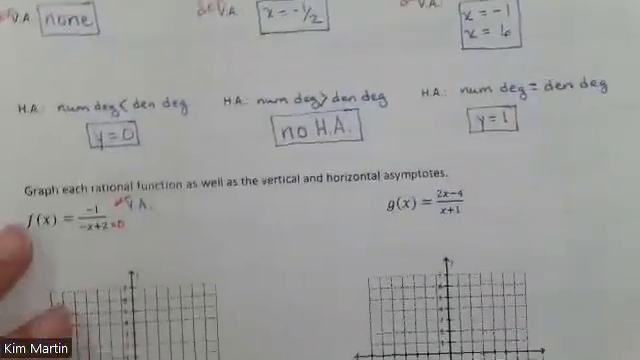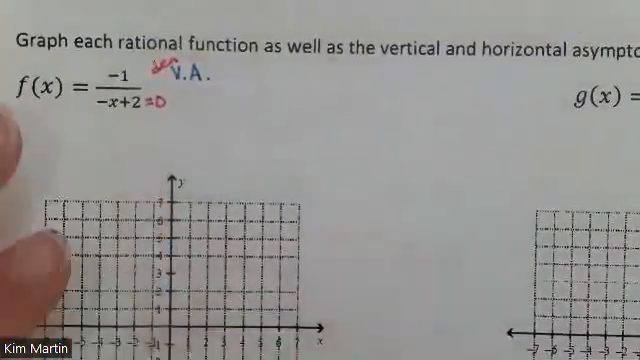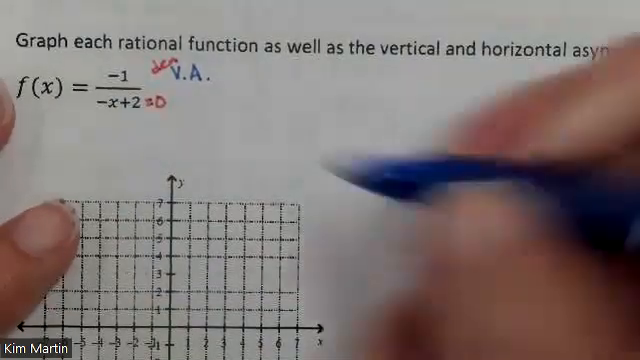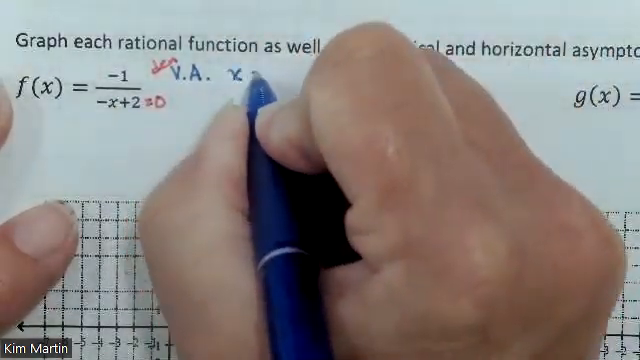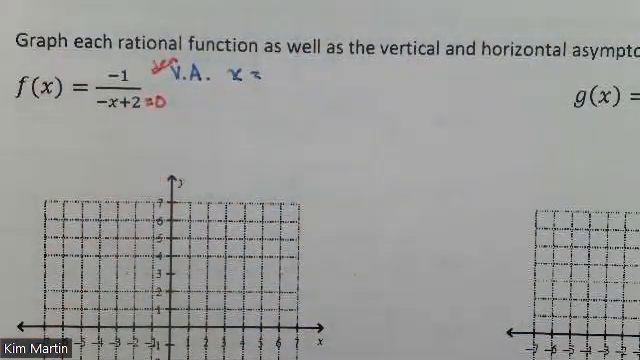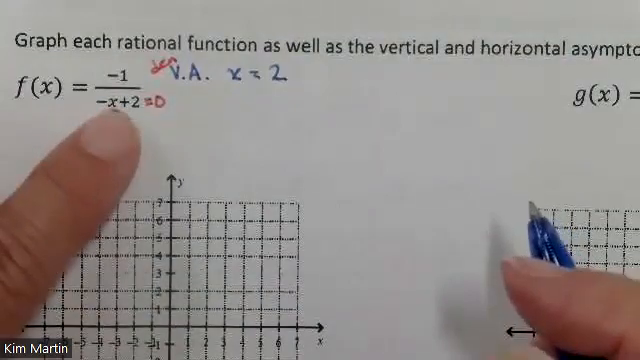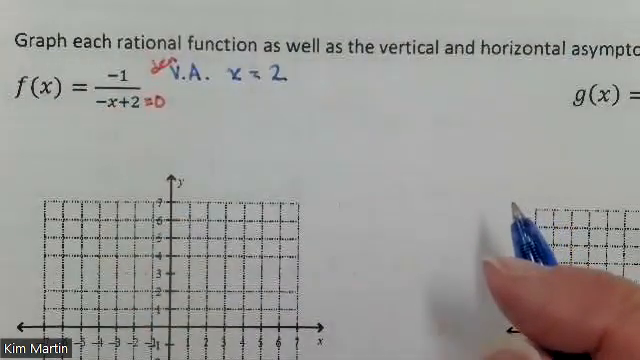So my vertical comes from my denominator, meaning what are my restrictions? What's my x going to equal? If I solve this, what am I going to get? 2. I would subtract 2 and divide by -1, and I get x equals 2. I'm not going to teach you how to solve this equation because you should know how to do it.